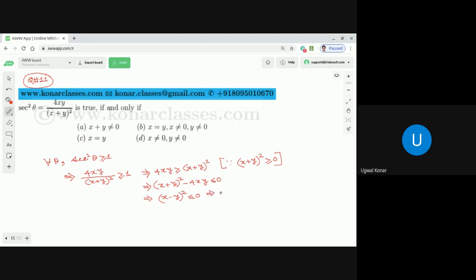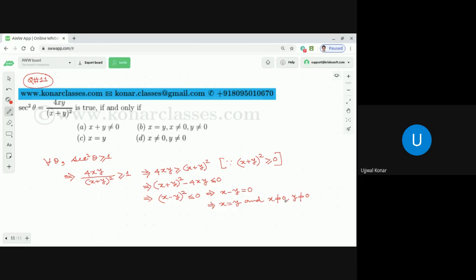This implies x minus y is equal to 0. X minus y is equal to 0 means that x is equal to y. And not only x is equal to y, both have to be non-zero. x should not be equal to 0 and y should not be equal to 0.